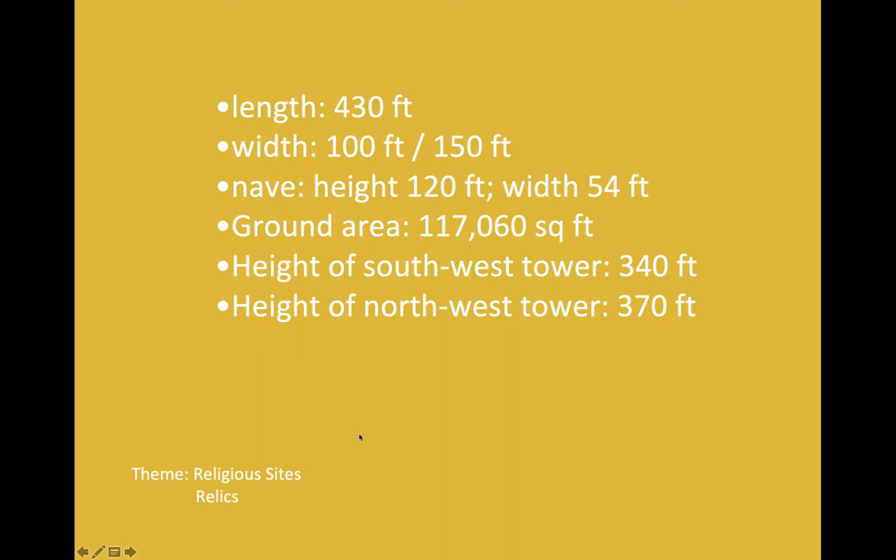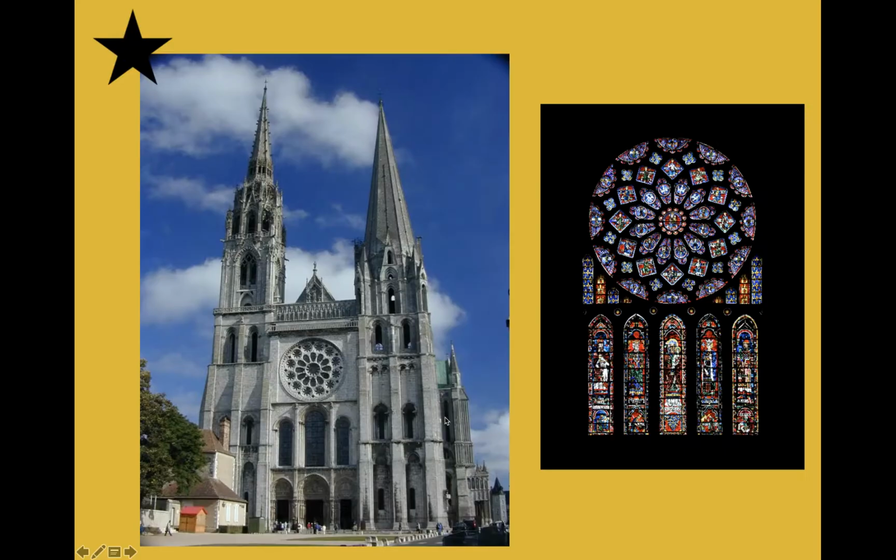You can talk about the fact that it has relics. You can talk about the importance of light. And so we're going to look now at the front. Okay, so this is the front entrance. This is called the west facade, or the great portal on the west facade.